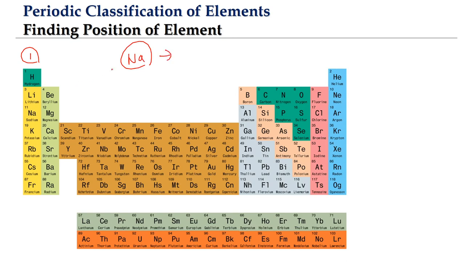Atomic number is 11. Okay, means the electronic arrangement will be 1s2, 2s2, 2p6 and 3s1. So what is the valence orbit here? The valence orbit is the third orbit, which means this belongs to third period. Okay, and the last entering electron is getting into 3s subshell, so it will be an s block element.